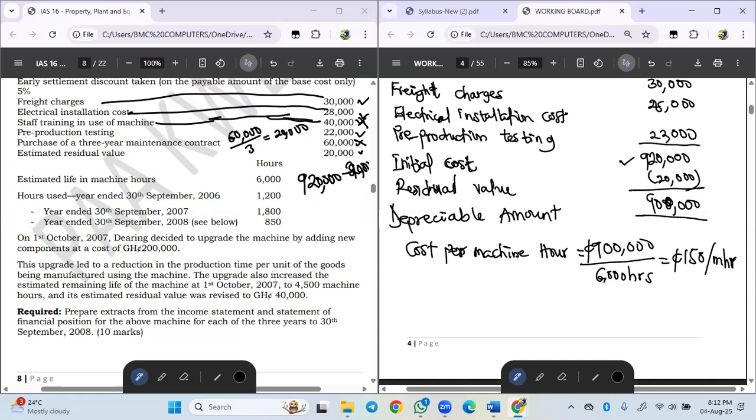Now, when it comes to 2006, the depreciation charge will be the total hours used in 2006. That's the 1,002 hours multiplied by 150 cedis per hour. For 2007, it will be 1,800 multiplied by 150 cedis per hour. When we get to 2007, we will do extra work because they said see below. So for now, let's focus on 2006 and 2007. So please, do you understand up to this point?